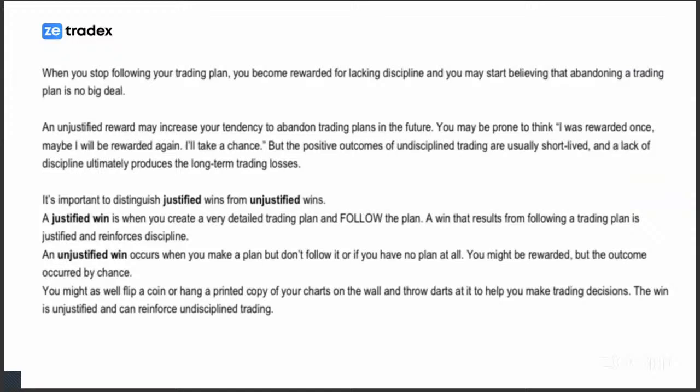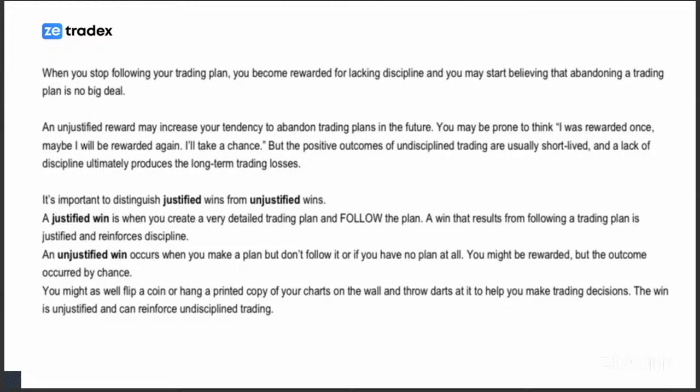Now, when you stop following your important trading plan, you become rewarded for lacking discipline, and you may start believing that abandoning this trading plan is no big deal. An unjustified reward may increase your tendency to abandon trading plans in the future. You may be prone to think, I was rewarded once, maybe I will be rewarded again. I'll take a chance. But the positive outcomes of undisciplined trading are usually short-lived, and a lack of discipline ultimately produces long-term trading losses.